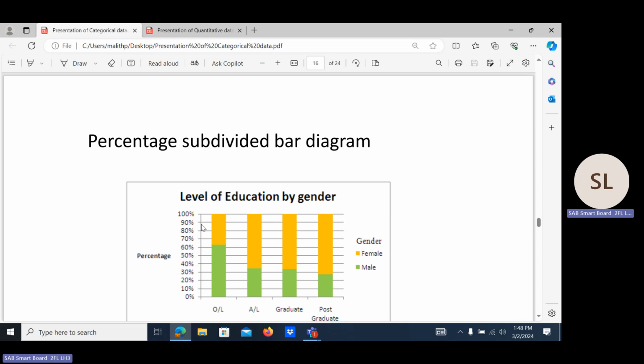Understood? In the percentage subdivided bar diagram, we normally make the comparison on a relative basis, as there are percentage values. The various components are expressed as a percentage of the total value. We always calculate the percentage value based on the total value. Understood? Okay.